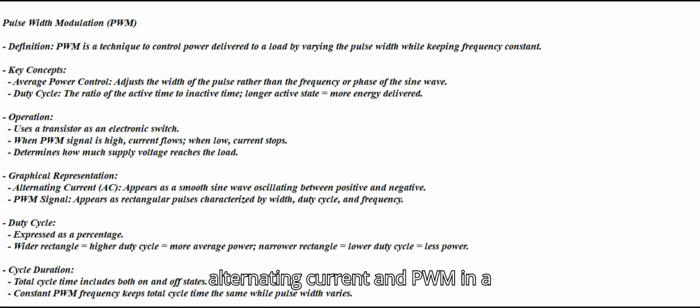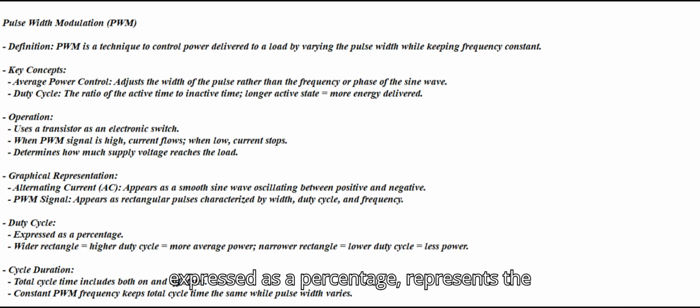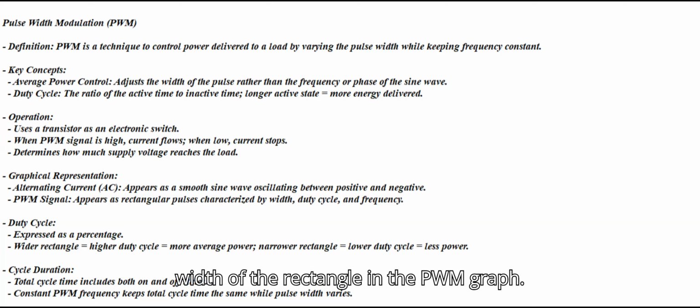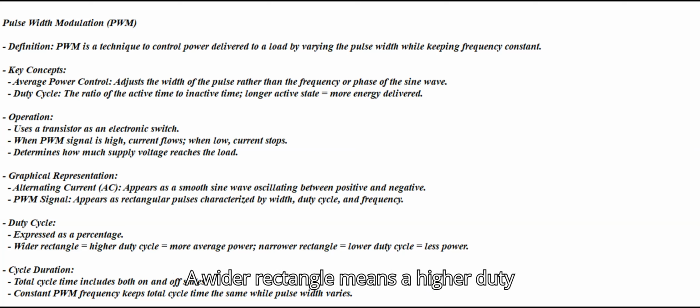When visualizing alternating current and PWM in a Cartesian coordinate graph, the alternating current waveform typically appears as a sine wave, oscillating between positive and negative values. In contrast, the PWM signal appears as a series of rectangular pulses characterized by their width, duty cycle, and frequency. The duty cycle, expressed as a percentage, represents the width of the rectangle in the PWM graph. A wider rectangle means a higher duty cycle and thus more average power delivered to the load, while a narrower rectangle indicates a lower duty cycle and less power.